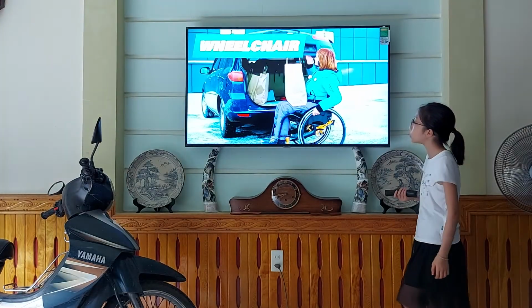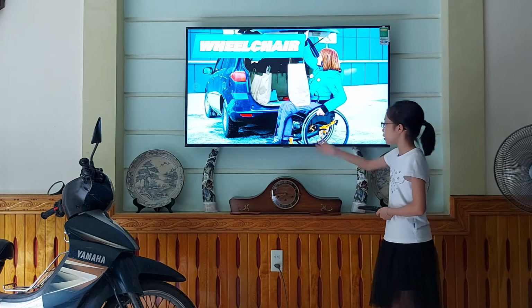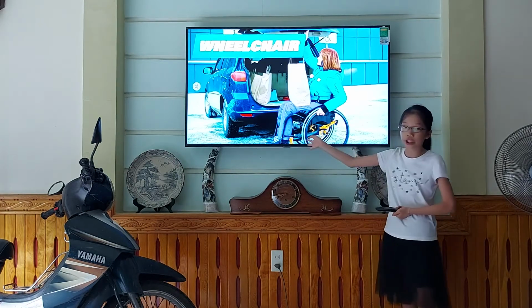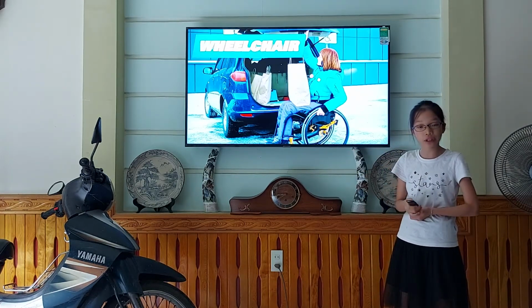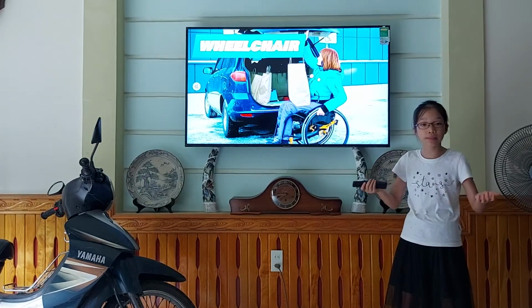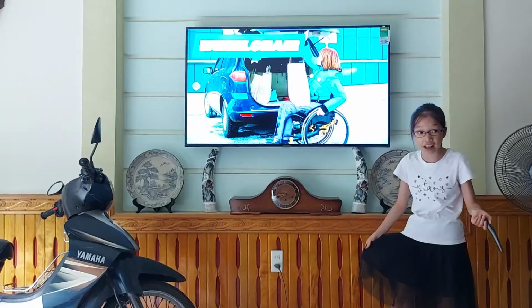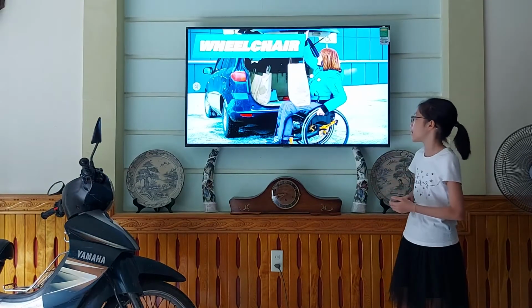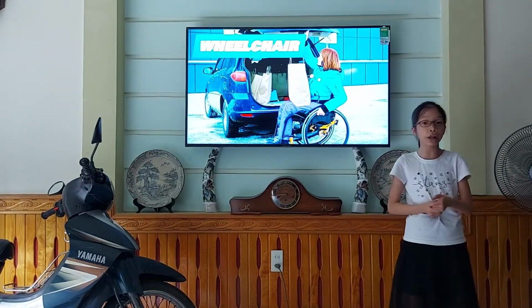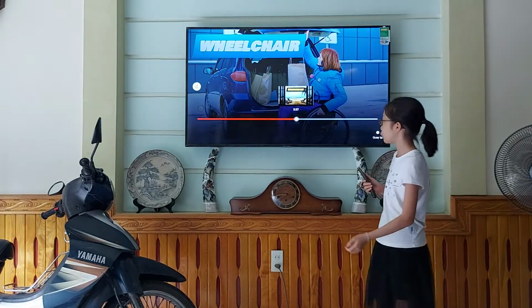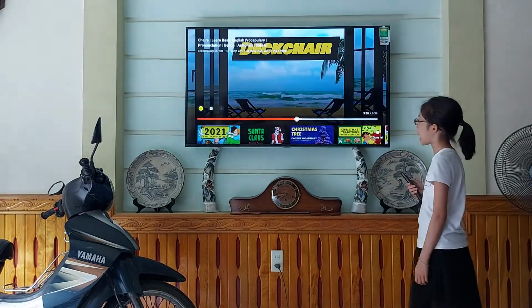So we have a wheelchair. This woman is sitting in a wheelchair. A wheelchair is especially for disabled people, people who break their leg, yeah. So wheelchair is especially for disabled people that break their leg. So wheelchair.